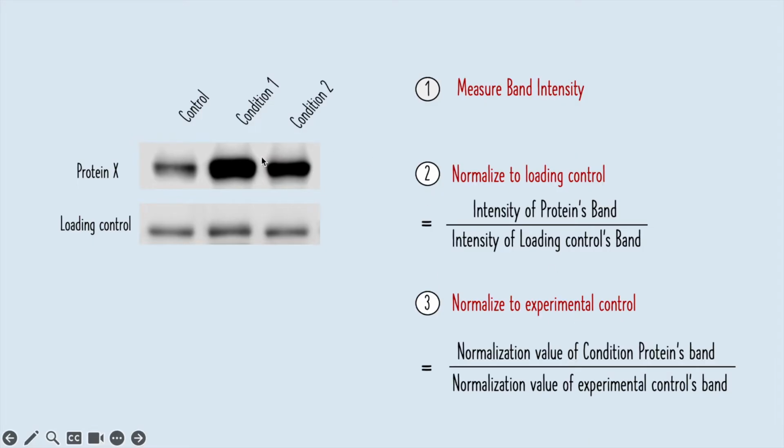So if you're interested in making the comparison of your protein of interest in condition one to control, then you would take that normalized data and normalize it against control. So before jumping back into the example, I'd like to explain why we use a loading control. If you're already familiar with the purpose of using a loading control, go ahead and skip the next part of the video.